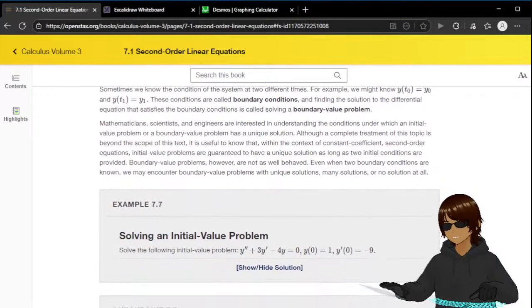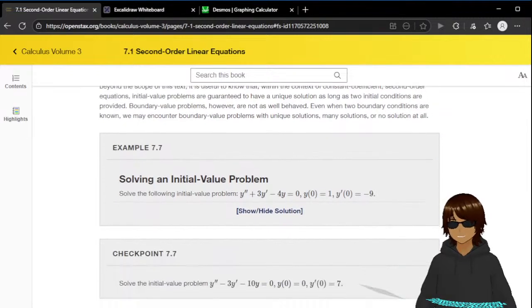Mathematicians, scientists, and engineers are interested in understanding the conditions under which an initial value problem or boundary value problem has a unique solution. Although a complete treatment of this topic is beyond the scope of this text, it is useful to know that for constant coefficient second order equations, initial value problems are guaranteed to have a unique solution as long as two initial conditions are provided. Boundary value problems, however, are not as well behaved. Even when two boundary conditions are known, we may encounter boundary value problems with unique solutions, many solutions, or no solution at all.